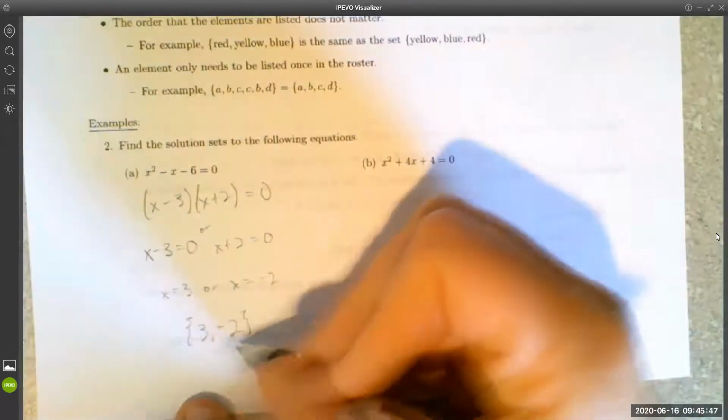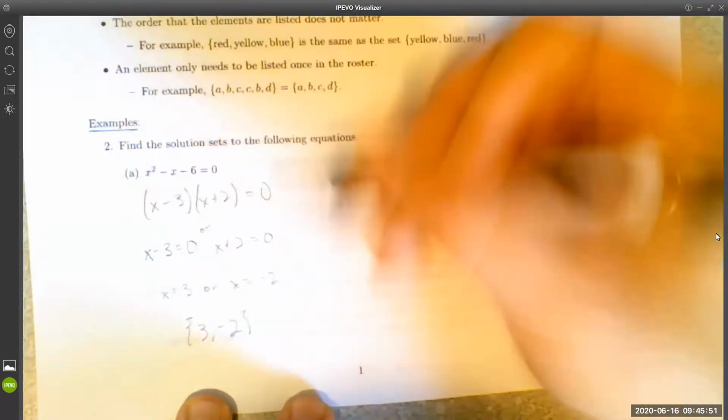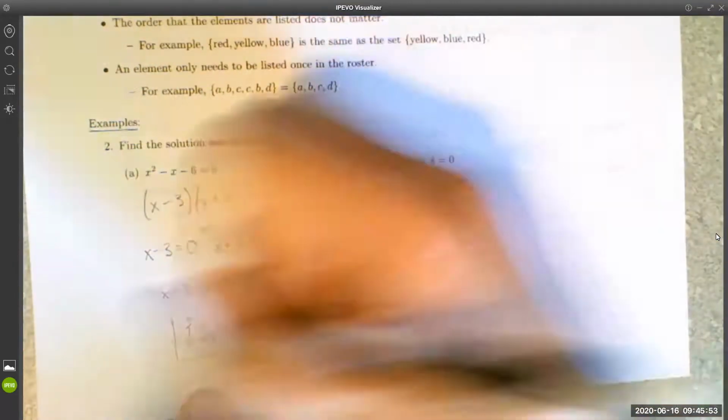So the elements of this set are solutions to this equation. If you plug them in, you get a true statement, right? So there's our solution set.